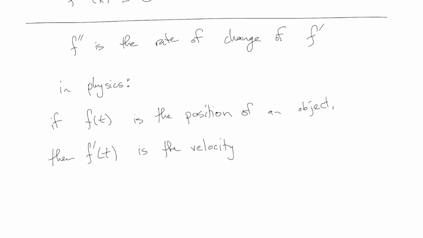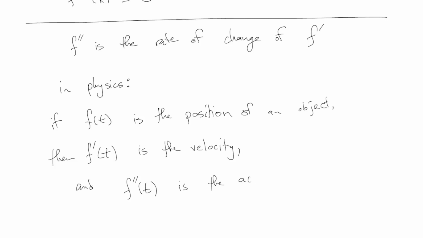I meant to say, if f is the position, then f prime of t is the velocity, and f double prime means how fast the velocity is changing. And there's actually a word for that everybody knows. What is that? Acceleration. Yeah, that's the acceleration. So f double prime of t is the acceleration.